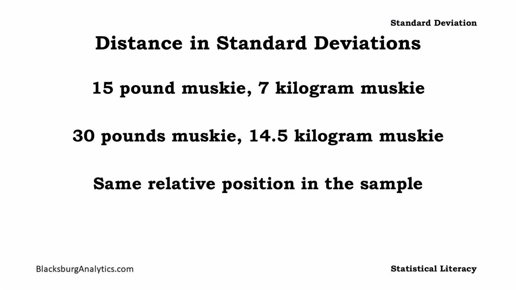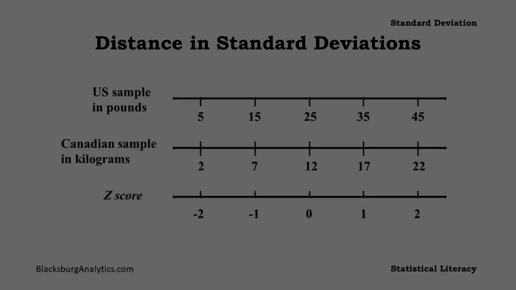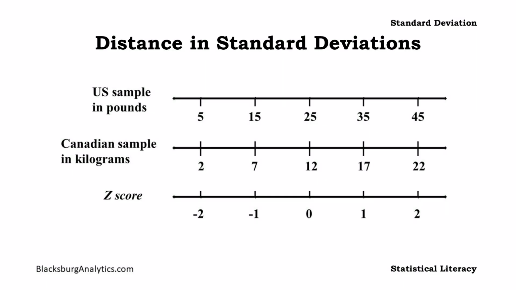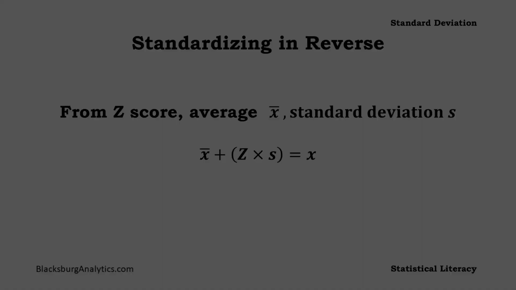A 15-pound muskie in the U.S. sample is in the same relative position to the average as a 7-kilogram muskie in the Canadian sample. The same is true for the 30-pound muskie and the 14.5 kilogram muskie. The two samples and equivalent z-scores for -2, -1, 0, 1, and 2 standard deviations from the average are shown here.